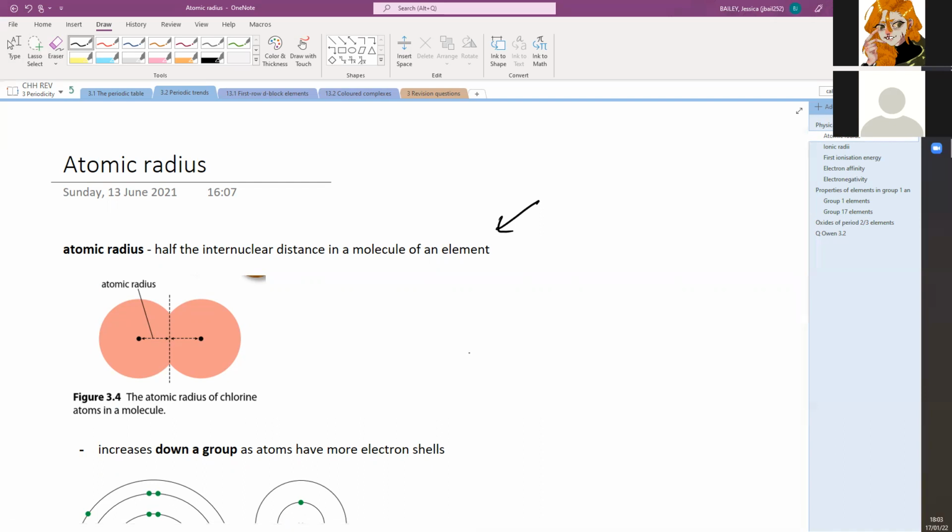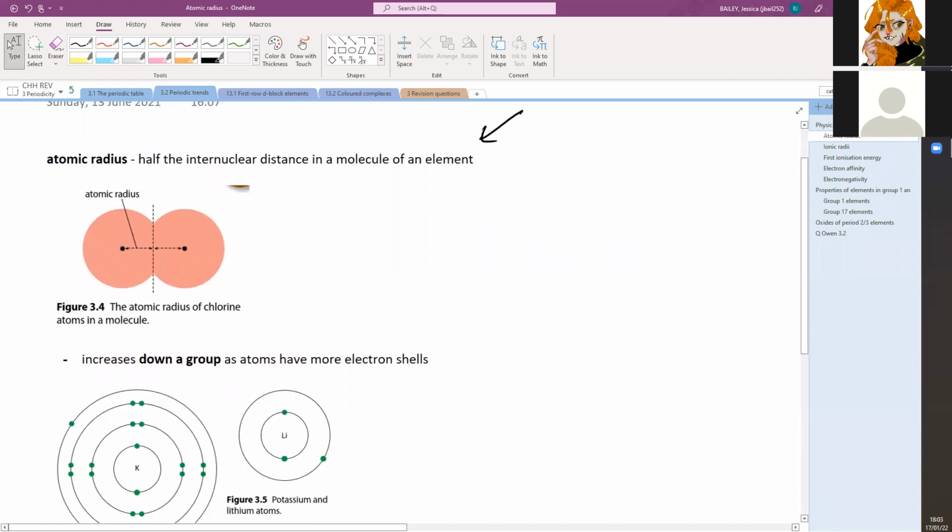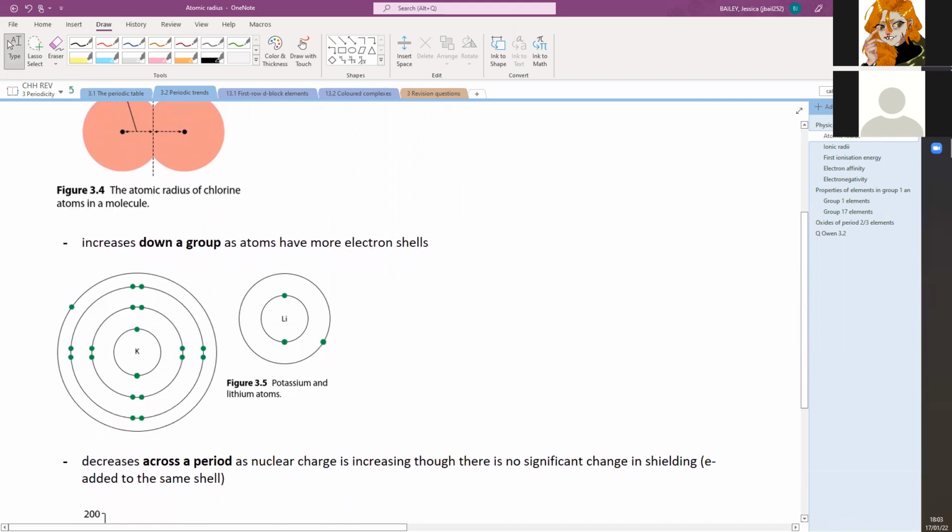There are some elements that can't be bonded to themselves, like those noble gases, which I mentioned before. And so usually they either use an estimation or they just don't list an atomic radius at all. I don't know what the data booklet does, but they probably won't ask you for atomic radius if it's noble gases, so nothing to worry about. And as for the trends, if we're looking at down a group and across a period, down a group, it increases because there's more electron shells.